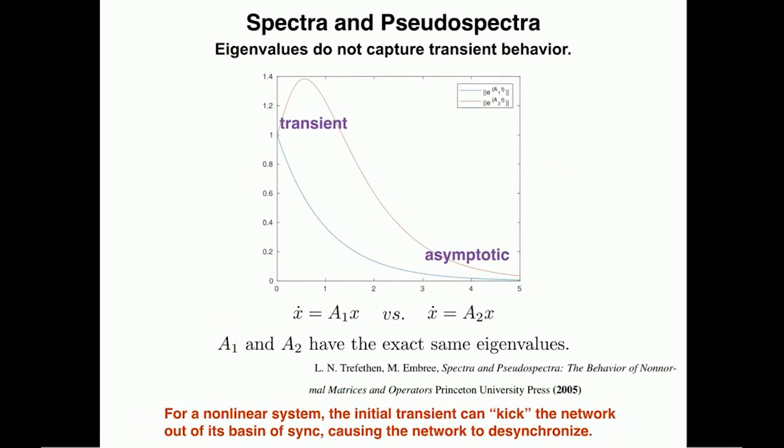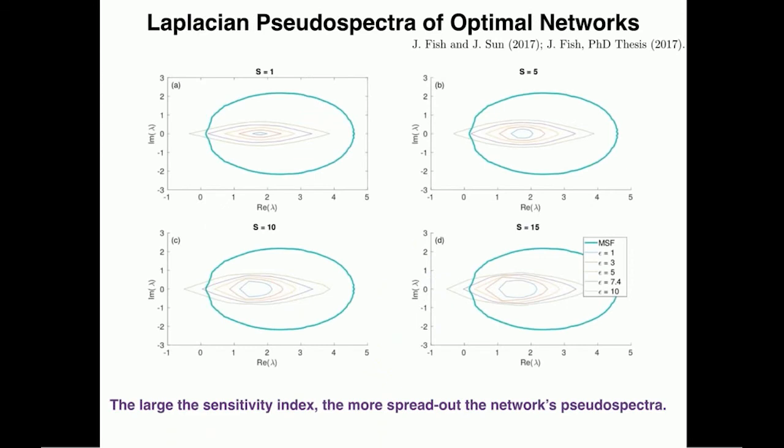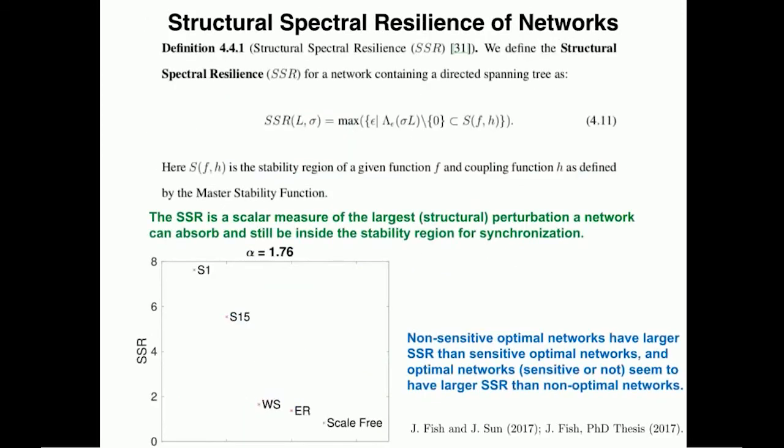To explain why, I think I have to go through this fast. We actually looked at the so-called pseudospectra of those networks. The reason to look at pseudospectra is that the transient behavior is not captured by the eigenvalues, but instead by the eigenvalues of perturbed matrices. Using that machinery, we are now able to define a quantity called the structural spectral resilience of networks, which is a structural measure of how resilient a network is, not only for optimal networks, but also for general networks, showing how flexibly the network can synchronize.